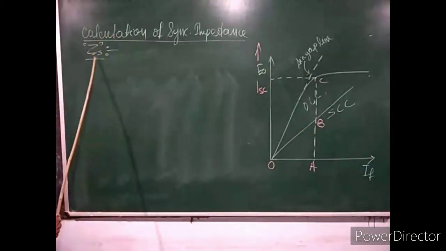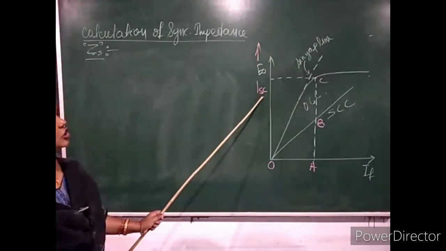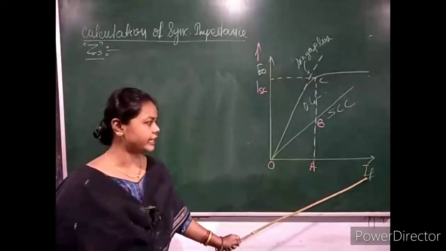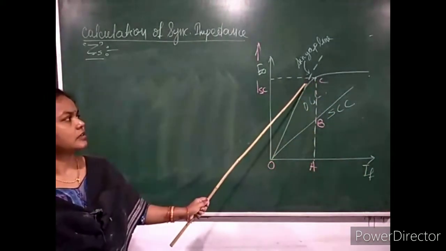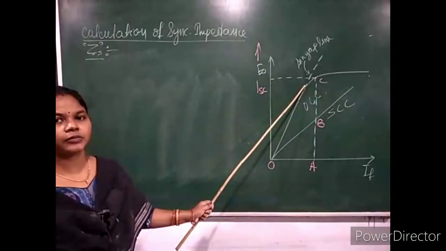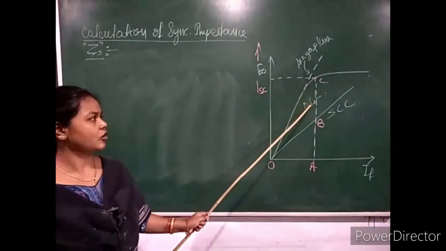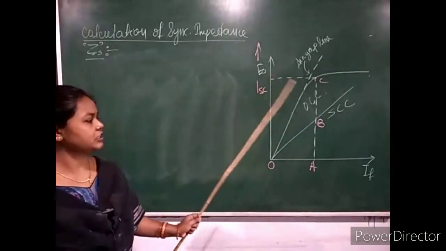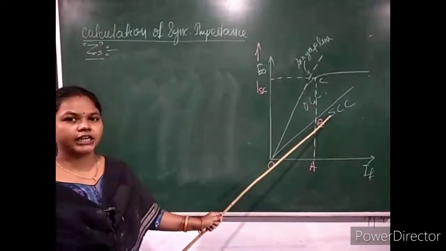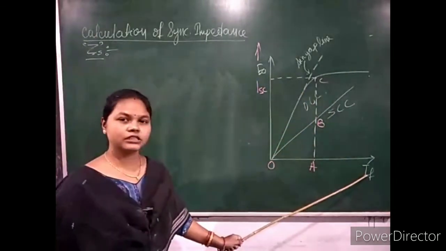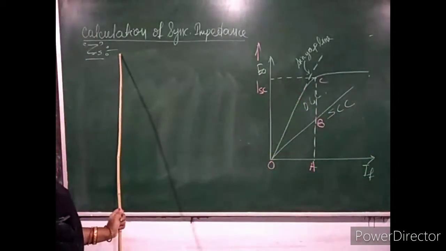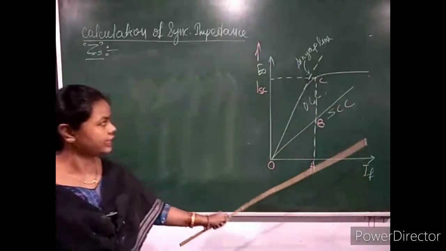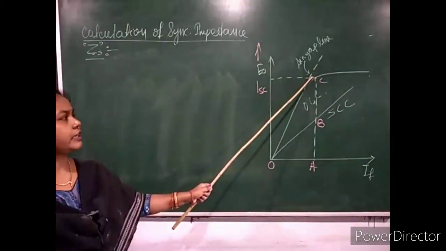Synchronous impedance, that is ZS, can be determined from the short circuit current corresponding to the field current which gives the EMF generated per phase in the armature winding. See, the open circuit test is the curve between armature generated EMF per phase and field current. The short circuit characteristics give the relationship between short circuit current and this field current. And synchronous impedance can be determined from these curves.